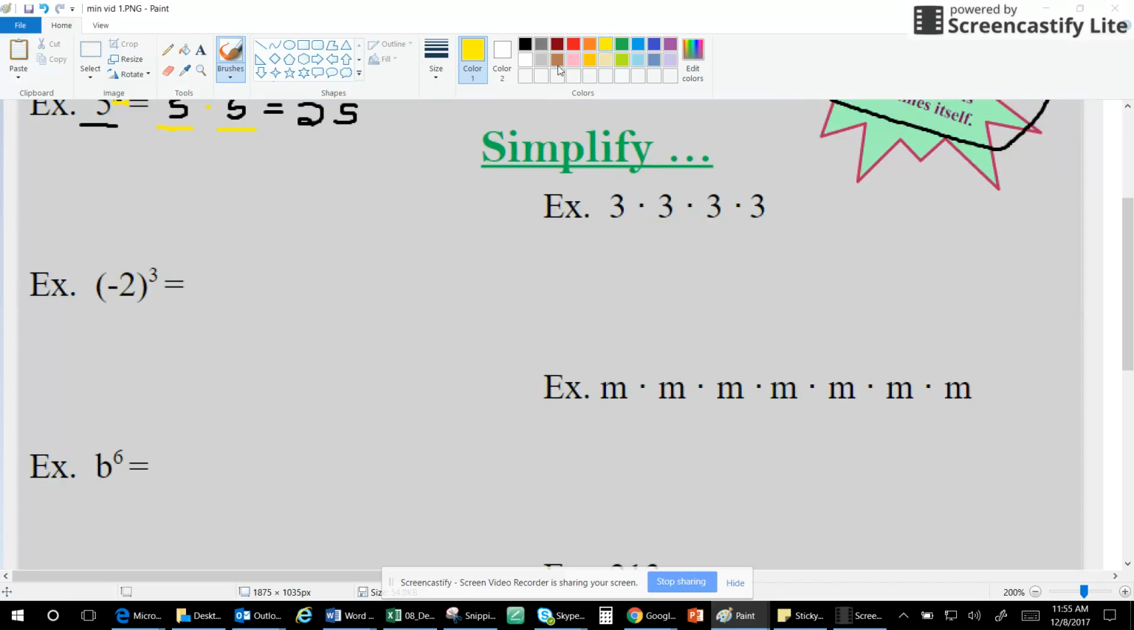All right. So what about negative 2 to the third? Okay, same thing. There's 3 of them. It's all multiplication. So this would be negative 2 times negative 2 times negative 2. And we would think this is negative 8.